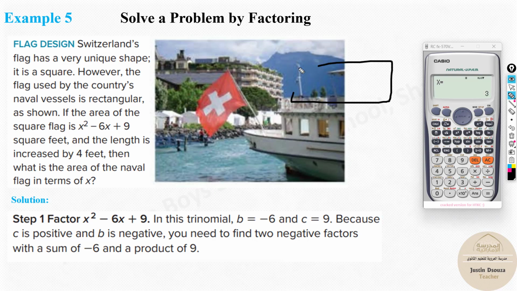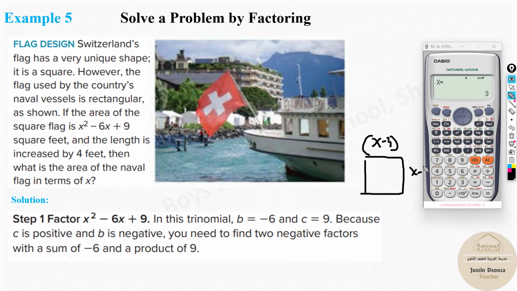Let me write it out. A square, sorry, that's a rectangle again. Okay, that's also a rectangle. Now just imagine this is to be a square. Okay, now this was the equation for the area. We found out the factors are x minus 3 and x minus 3.